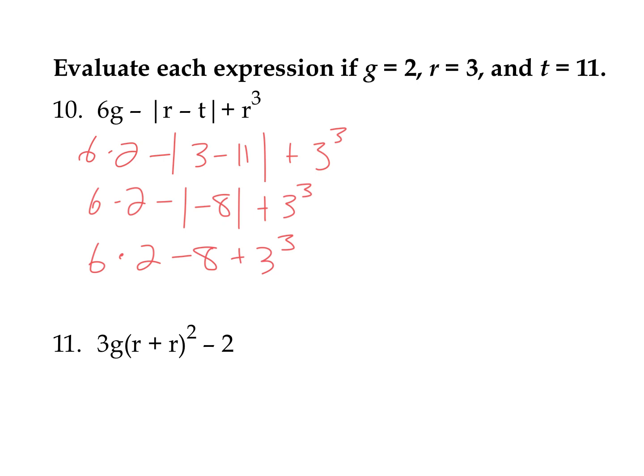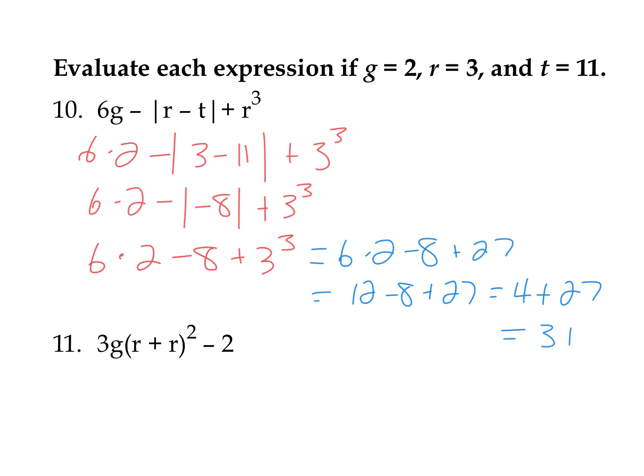Now we can go back to the rest of our order of operations, and we're going to find that our next step is to do the exponents. We have 6 times 2 minus 8 plus 27. Or 3 to the third is 3 times 3 times 3. 3 times itself 3 times. This is going to equal 6 times 2 is 12 minus 8 plus 27. 12 minus 8 is 4 plus 27, which equals 31. Right? The subtraction comes before the addition there.